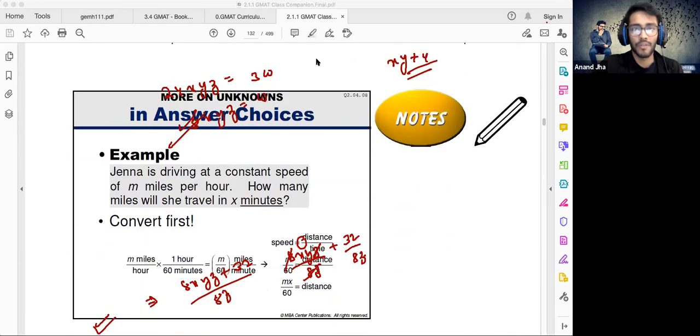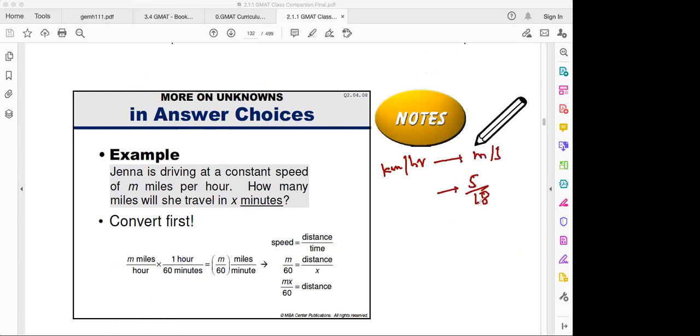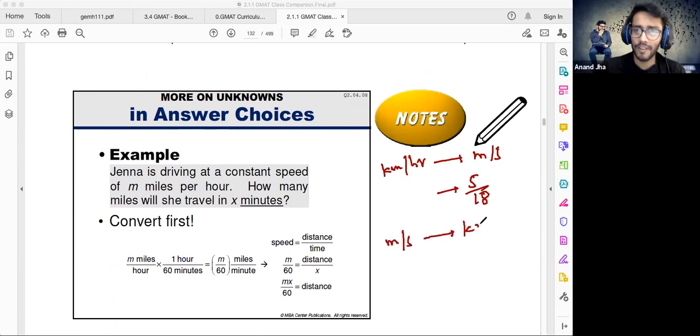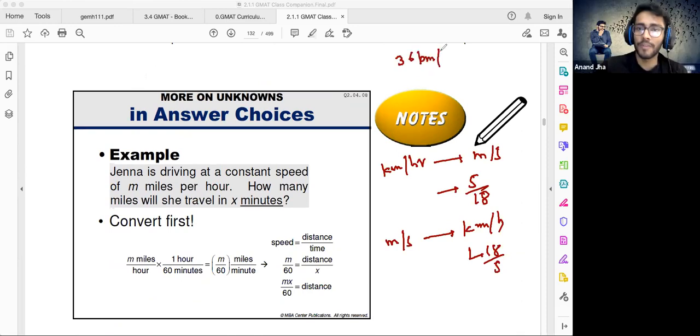More unknowns. How will we do this? Everyone knows how to convert kilometer per hour to meter per second. You multiply by 5 by 18. And to convert meter per second to kilometer per hour, you multiply by 18 by 5. Suppose 36 kilometer per hour, I need to convert into meter per second. So I'll multiply by 5 by 18.